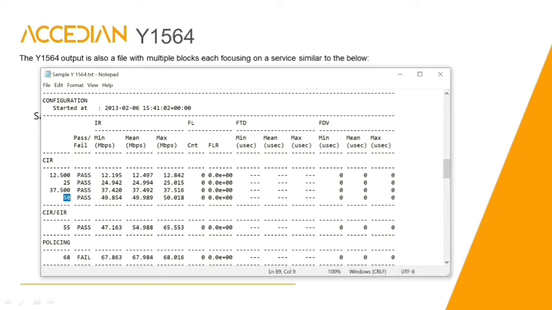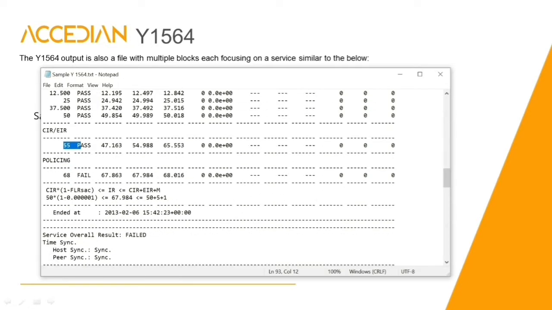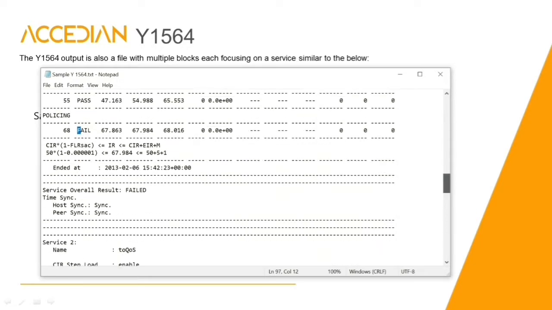In this case, it was a 50 meg test. Then you will see also the delay variation, and there is no packet loss, so there's a success so far. CIR EIR, which is 5, so again, this is a pass. Then to the policing. Based on the calculation of the M factor, the test was pushing up to 68, and those 68 made it. This means that the circuit is permissive instead of really policing the traffic, so this is a failure. So service 1 failed because it was too permissive.